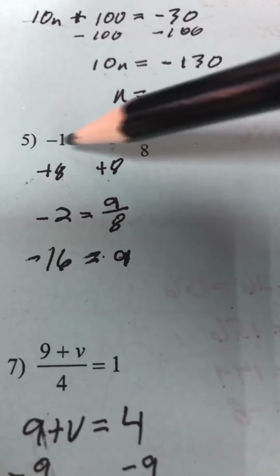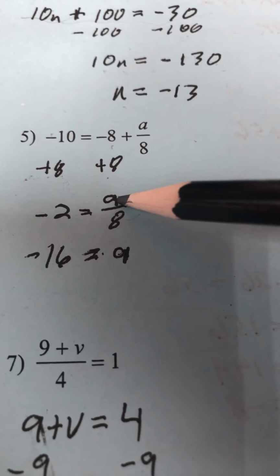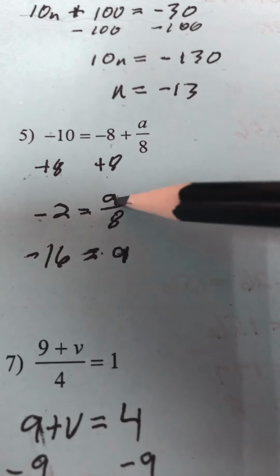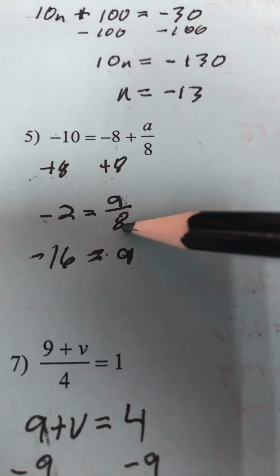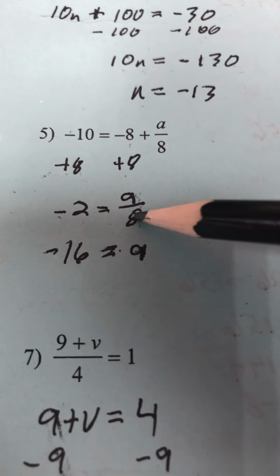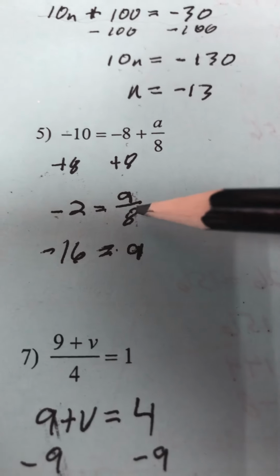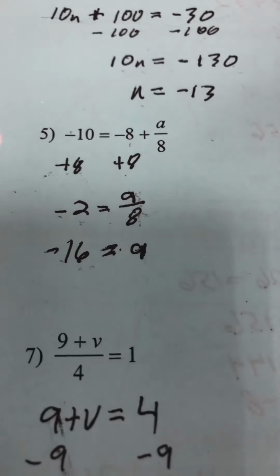I'm adding 8 to both sides of the equation. I'm left with, this is my a, I know it's an ugly a, -2 equals a over 8. A divided by 8, the opposite of dividing by 8 is multiplying by 8. So I multiply by 8 just like I did in number 1. I multiplied by 3, but here I'm multiplying by 8 on both sides, and I get -16 equals a.